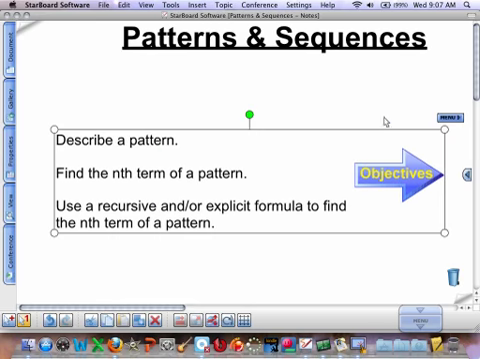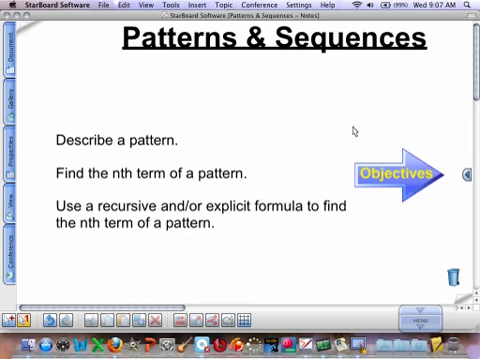Alright, here we go. So objectives for today are very simple. Learn how to describe a pattern, find the term of a pattern, and then use recursive and explicit formulas. They're just the objectives today.